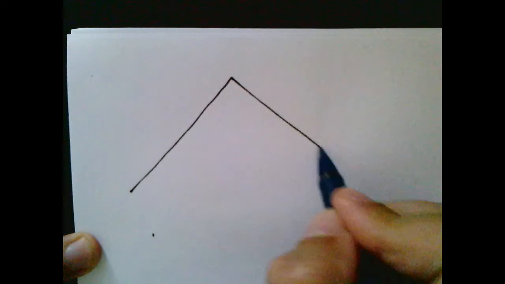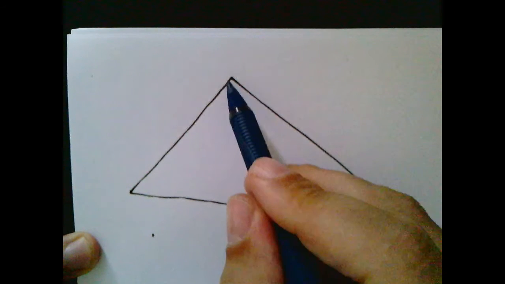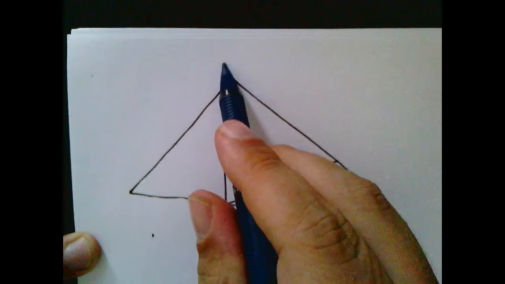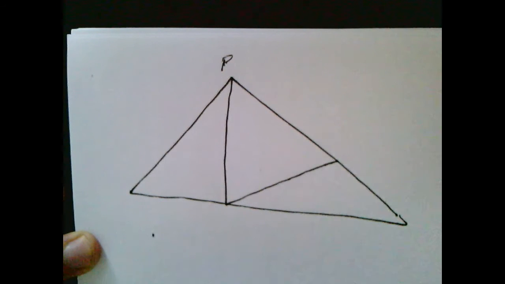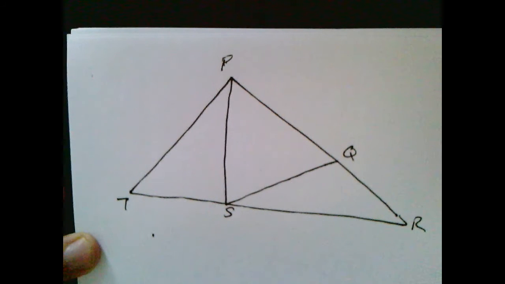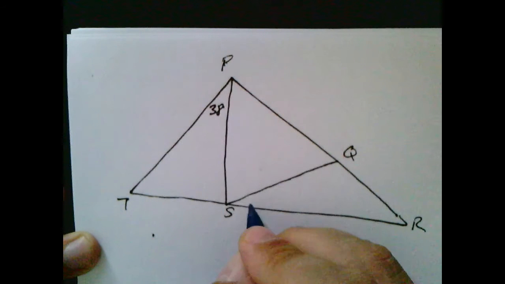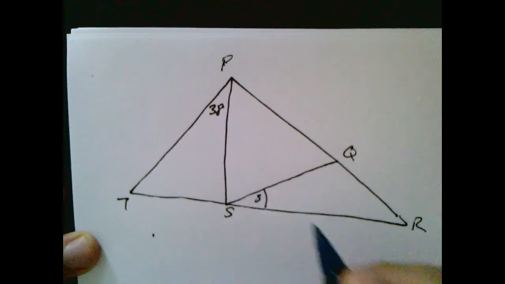Okay, let's draw a biggish triangle, try and make this clear. And we've got this sort of thing going on. This is P. What have we got? Q, R, S, and T. And we're told various things about it. We know that this is 38, and we're after this angle, which we're going to call S.